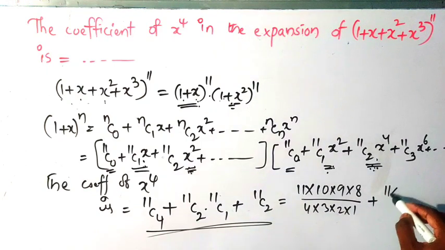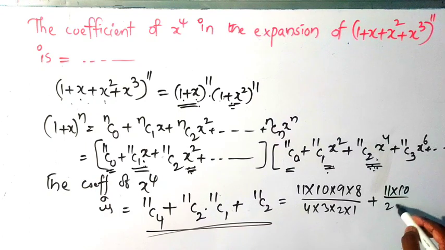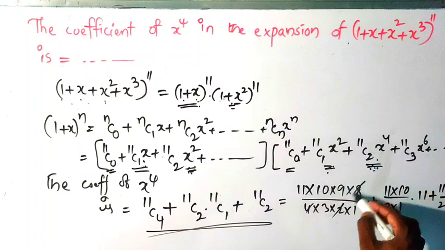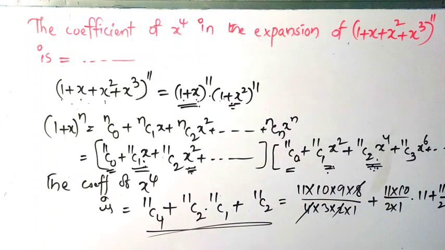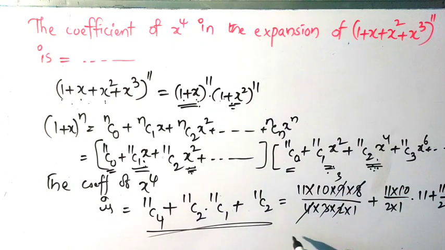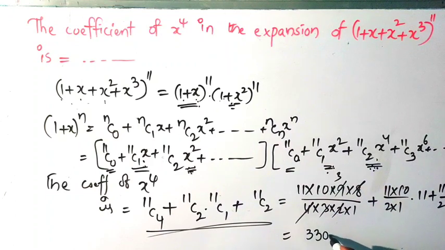11c2 is nothing but 11 into 10 divided by 2 into 1, and 11c1 is nothing but 11. The same 11c2 also has the same value, 11 into 10 divided by 2 into 1. So 2 4s are 8; 2 into 4 is nothing but 8, that will be cancelled. 3 1s are 3, 3 3s are. So 11 into 3 is 33, 33 into 10 is 330 we get here.